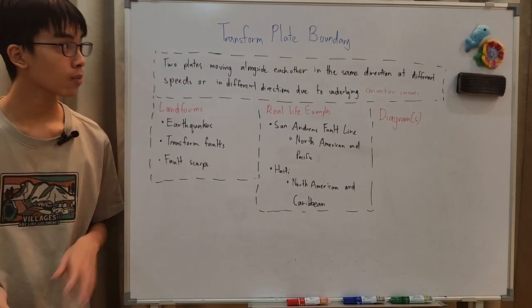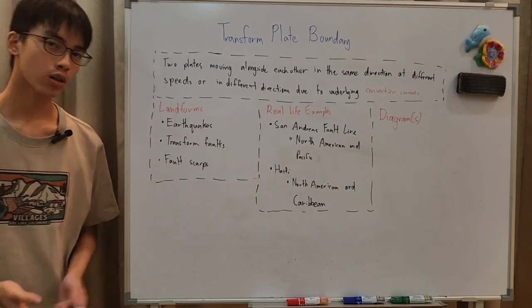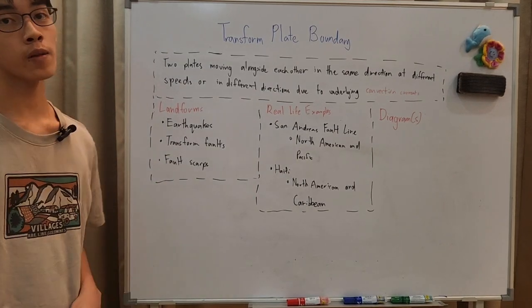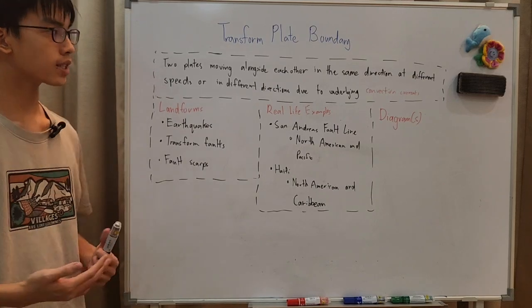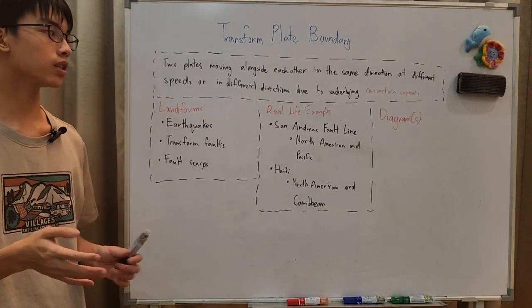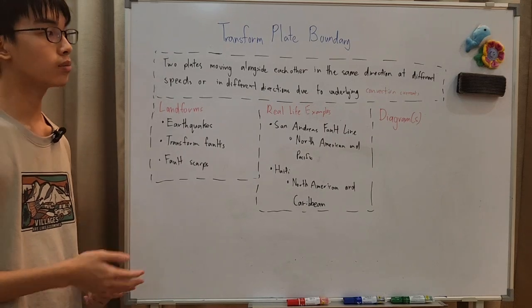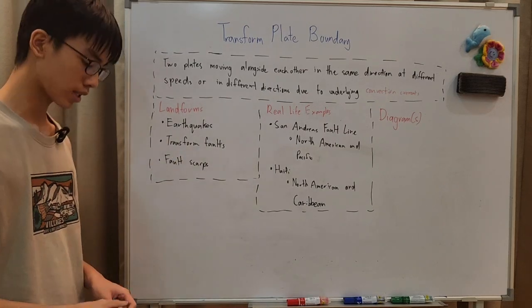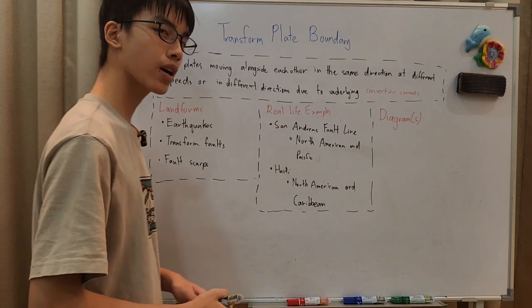Hi everybody, let's talk about transform plate boundaries, or some of you may call it conservative plate boundary. It occurs when two plates are moving alongside each other, either in the same direction at different speeds or in different directions due to underlying convection currents. We can draw it in a diagram.